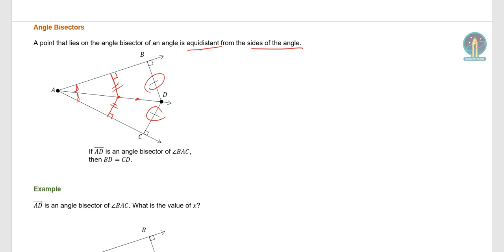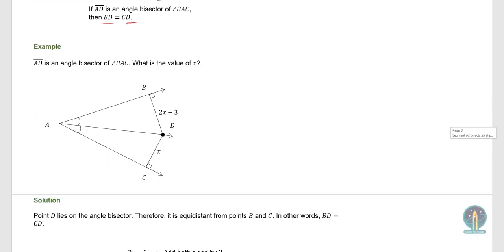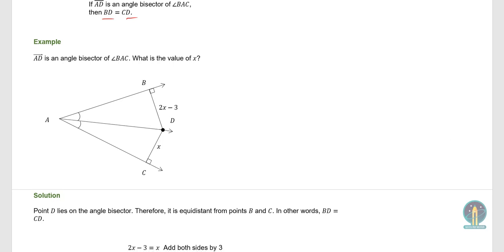So again, if AD is an angle bisector of angle BAC, then BD equals CD. BD, which is this guy, is equal to CD, which is this guy. Okay, let's look at this example. AD is an angle bisector of angle BAC. What is the value of x?